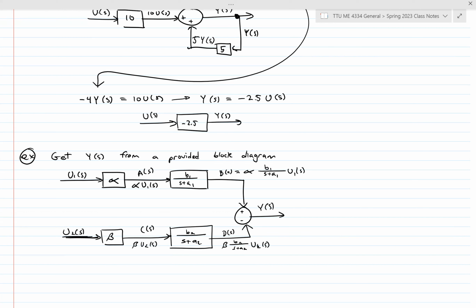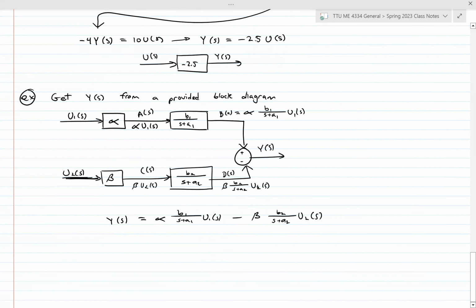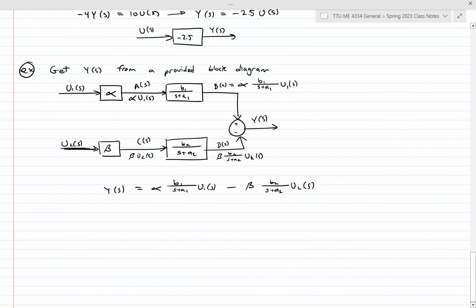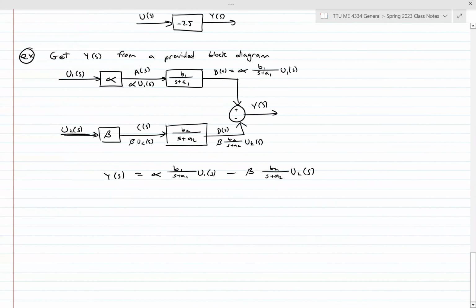Now I have both of these things that are going in together. Y of s is what? It's just the two of these things, or the second one subtracted from the first one. So it's alpha b1 over s plus a1, u1 of s minus beta b2 over s plus a2, u2 of s. Right? Pretty straightforward in this case. Examples we'll do in the homework are going to be a little bit more complicated than this. It's going to require you to think about how you deal with takeoff points. Any questions on that? All right.